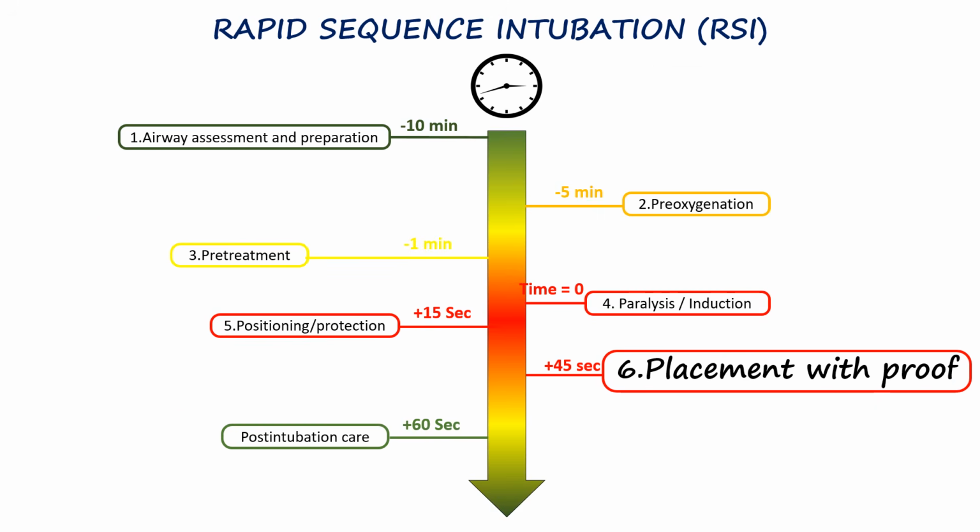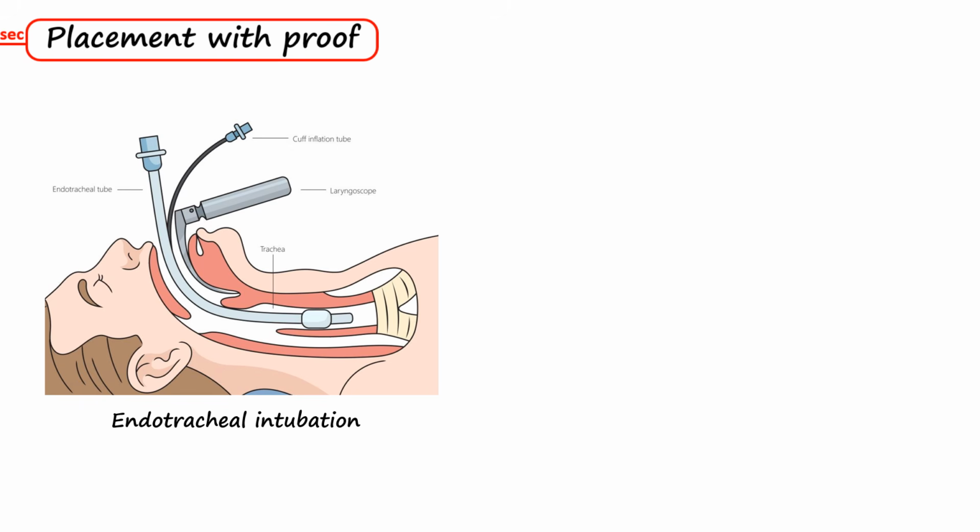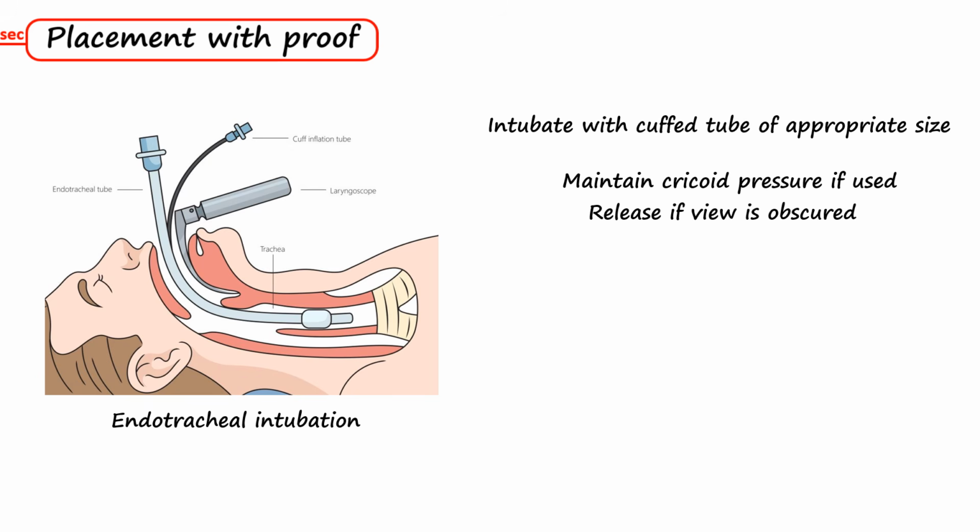The sixth step in RSI is placement of the endotracheal tube, along with confirming that it is inside the trachea. A curved endotracheal tube of appropriate size is inserted under direct laryngoscopy. If cricoid pressure is applied, it should be maintained during laryngoscopy and immediately released if the laryngeal view is obscured. Along with that, we can use the BURP or burp maneuver to enhance the view of the vocal cord.